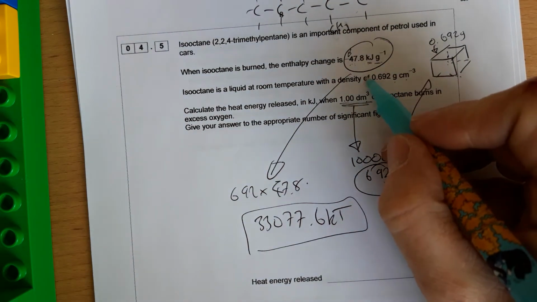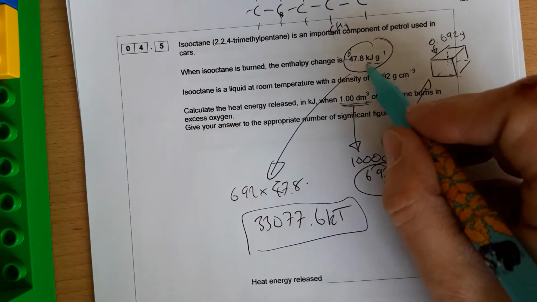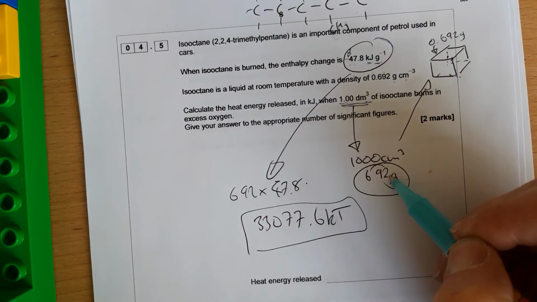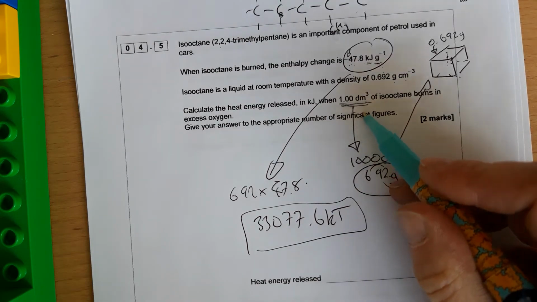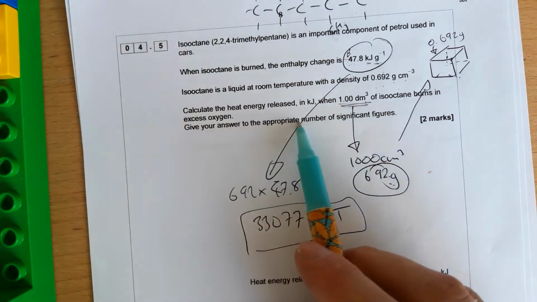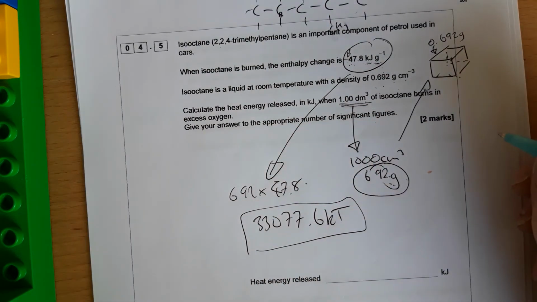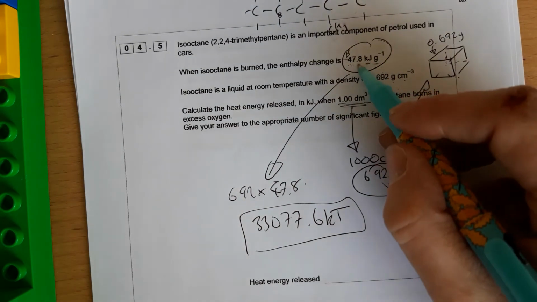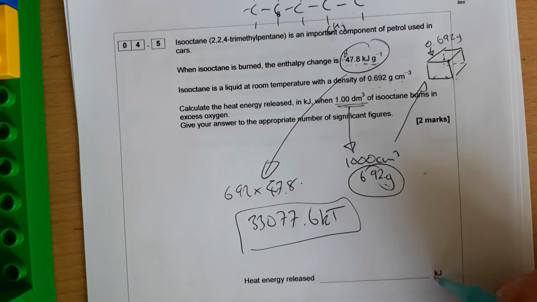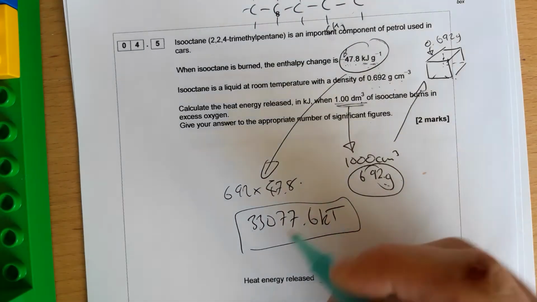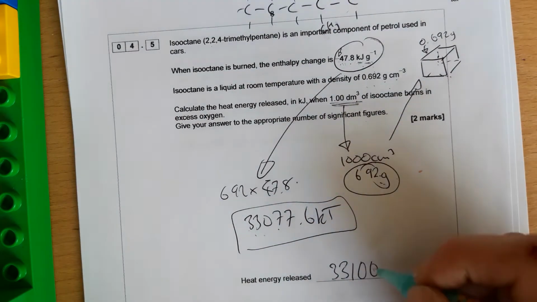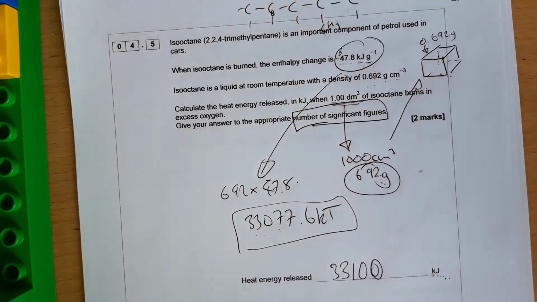It really helps to look at the units and say them out loud. Kilojoules per gram, and I've got this many grams. I know I have this many grams because 1 litre and each centimetre cubed weighs this many grams. Give your answer to the appropriate number of sig figs. What's the appropriate number of sig figs? 3 sig figs, and they want it in kilojoules: 33100 kilojoules. If you don't do that, you've lost the mark, even if you're really clever.